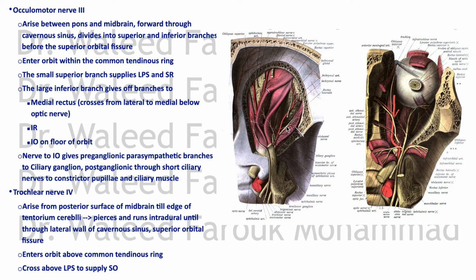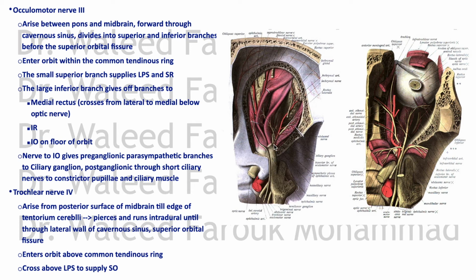Remember, the dilator pupillae takes from the sympathetic, but the constrictor pupillae and the ciliary muscle take parasympathetic. You will understand this in the accommodation reflex. The trochlear nerve, this is the trochlear nerve. It's the only nerve that emerges from the posterior aspect of the midbrain, of the brainstem, then comes forward, passes through the cavernous sinus as well in the lateral wall, and through the superior orbital fissure.